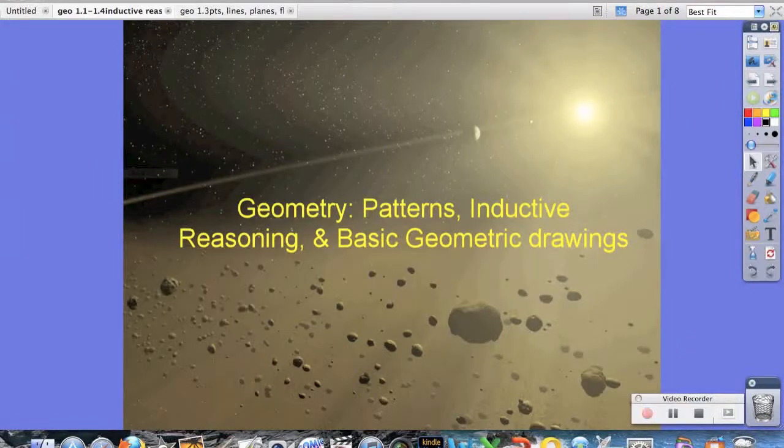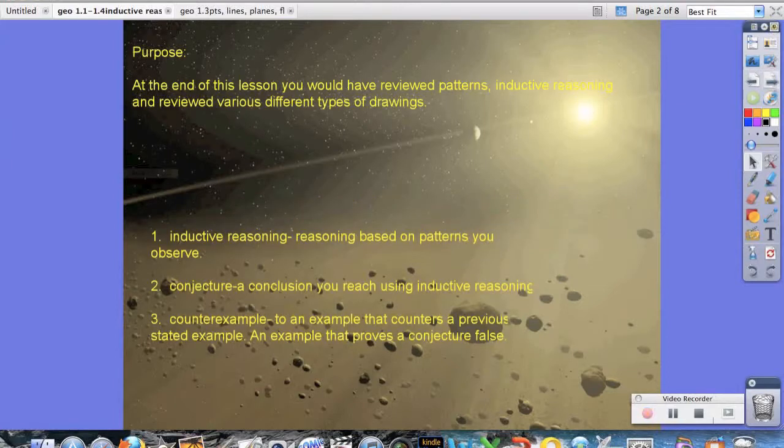Hello students, today in your geometry class, you're going to be working on patterns, inductive reasoning, and basic geometric drawings. So, at the end of this lesson, you should have reviewed patterns, inductive reasoning, and various different types of drawings. Below are a few different definitions that I need you to write down.